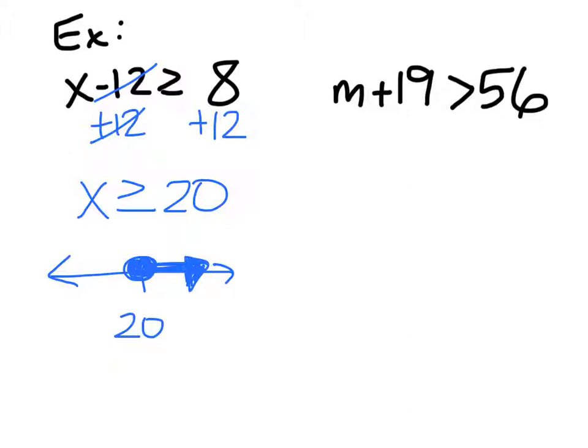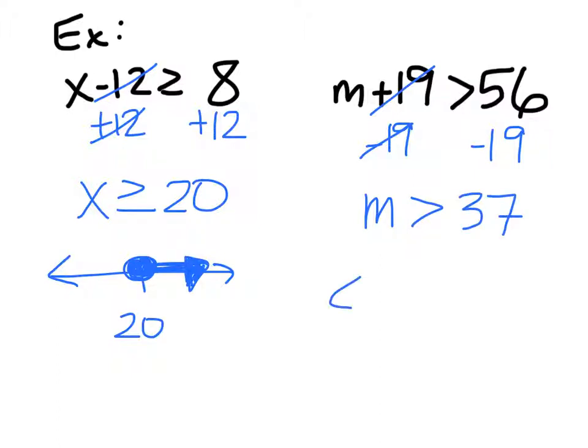Okay, the next one, m plus 19 is greater than 56. So I do minus 19 to get that m by itself, and m is greater than 37. I'm going to make my number line, and I say, here's 37. M cannot be equal to it, so I leave that circle open, but it can be anything that's greater than 37, and so my arrow goes to the right.